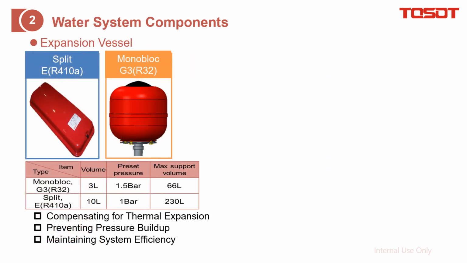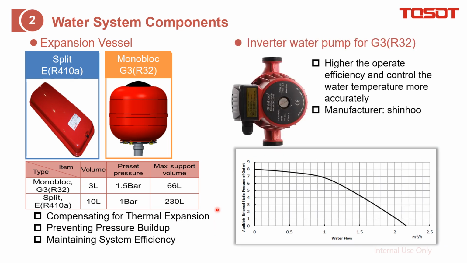There is an expansion vessel inside, and here is the information of this expansion vessel just for your reference. The purpose of this one is just to compensate for the water thermal expansion. We also provide the inverter water pump inside, and for this one we can adjust the speed, which is also to raise the heat transfer efficiency. The manufacturer is Xinhu.